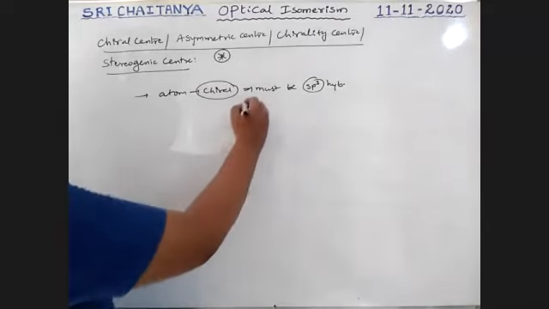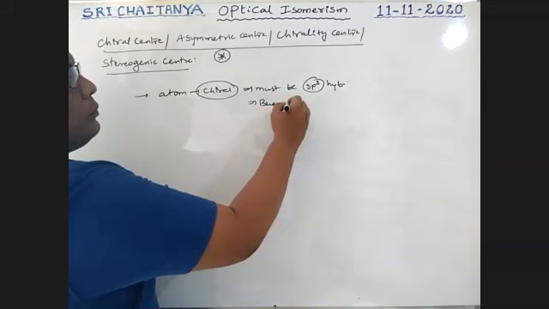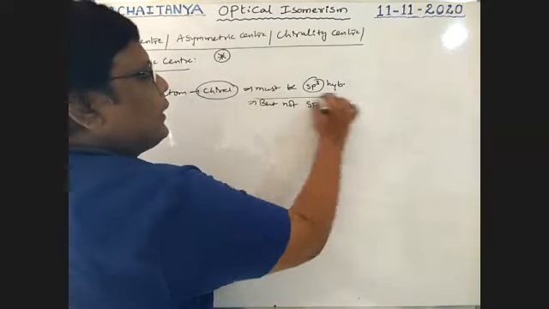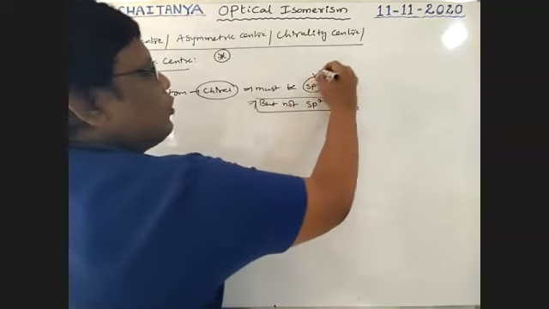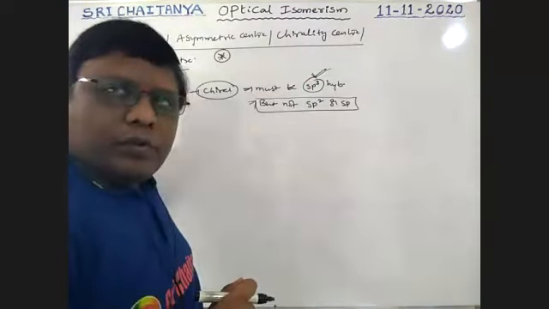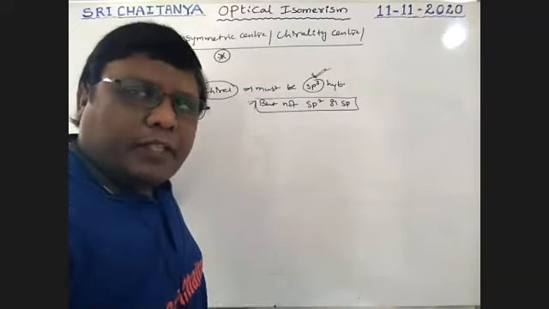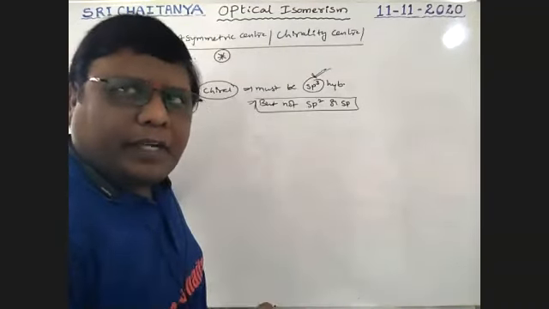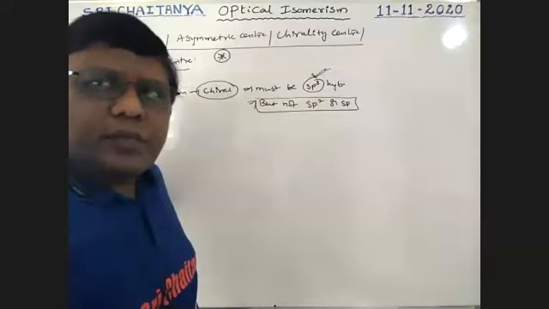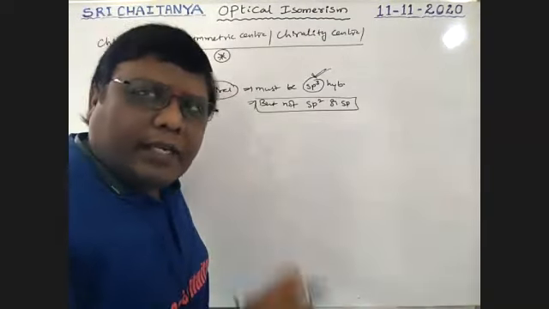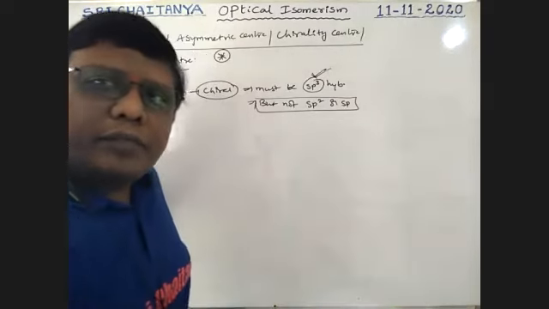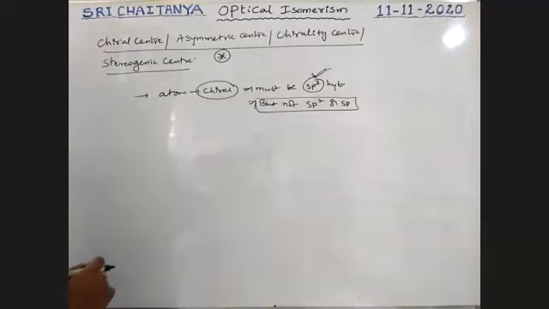So only an sp3 carbon is considered, with 4 different groups. So that atom must be sp3. Phosphorus sp3, sulfur sp3. Only an sp3 hybridized atom do we consider as a chiral condition. If that sp3 atom is bonded with different groups, that is a chiral.